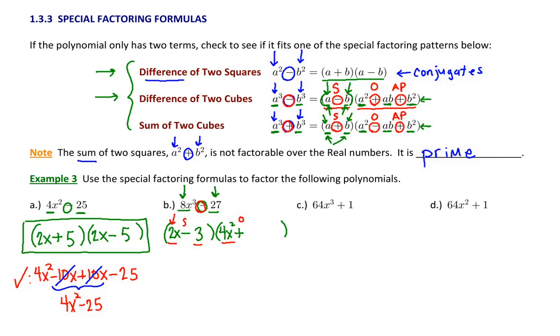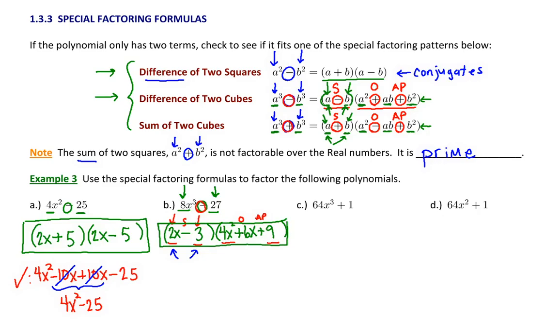To get my middle term, I'm going to multiply the first one and the last one. 2x times 3 gives me 6x. And then remember, my last sign is always positive, so this is going to be a plus. And then finally, to get this term right here, we're going to square the 3. 3 squared gives us 9. So that is our factorization.